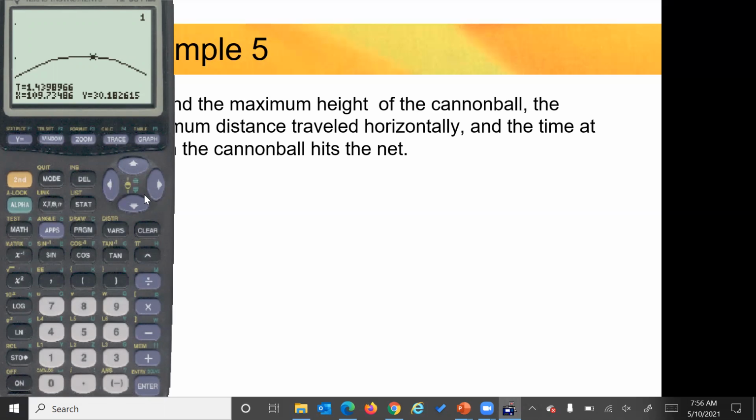Mine, when you zoom in, is moving a lot slower. It's not as jumpy. Interesting. Grace has a special calculator, okay.